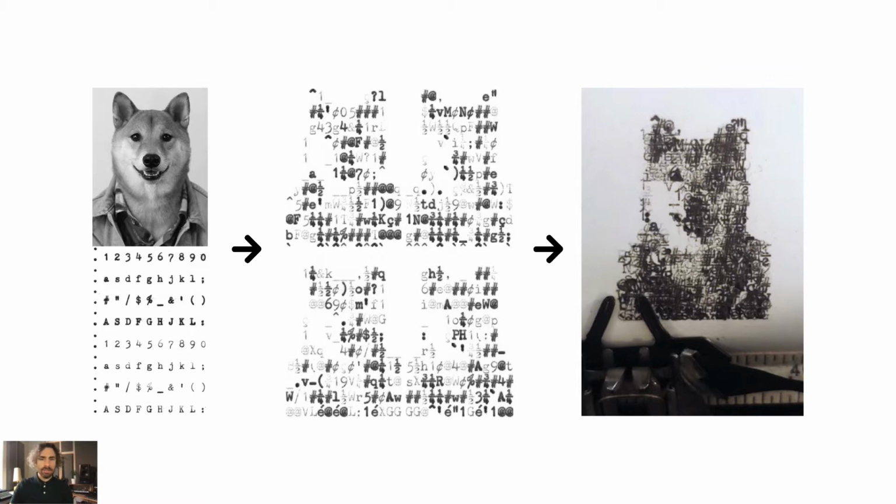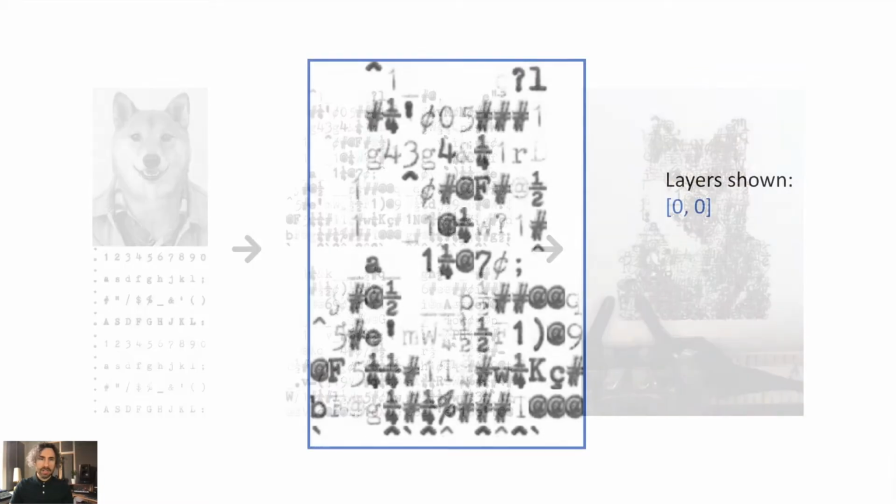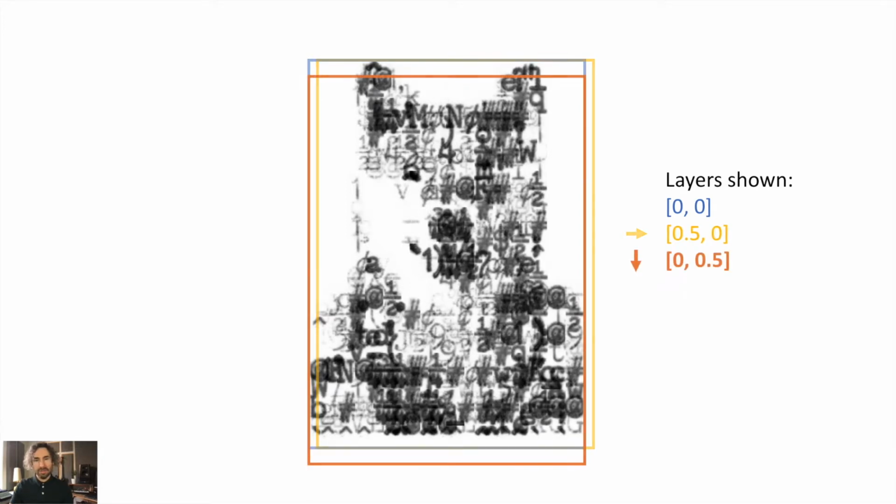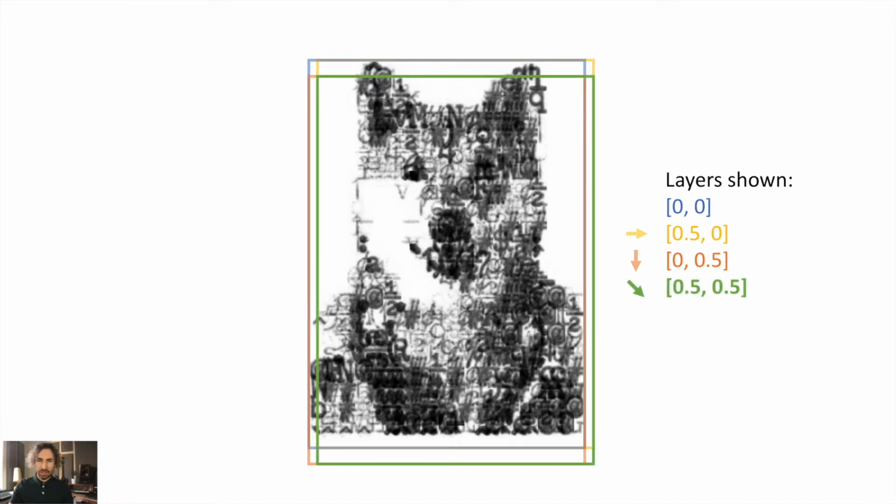The layers overlap, but they're slightly offset. If we consider the first layer to be placed at the origin, the second layer is offset horizontally by half a character, the third vertically by half a character, and the fourth layer is offset in both dimensions.